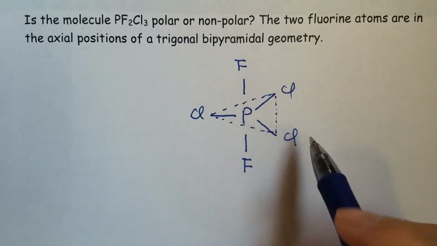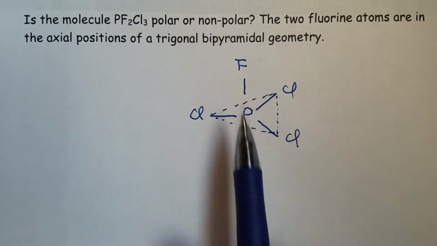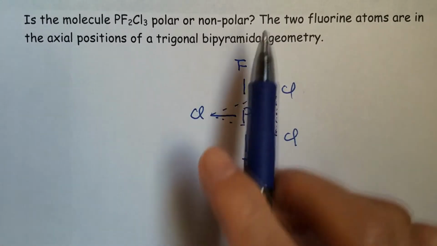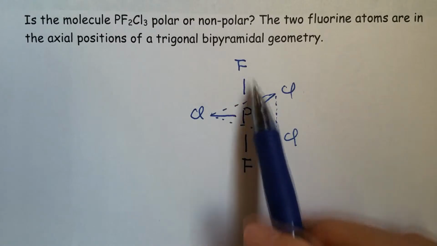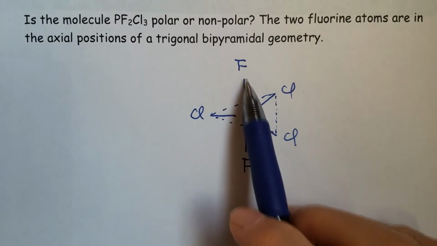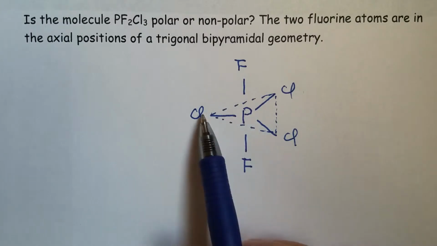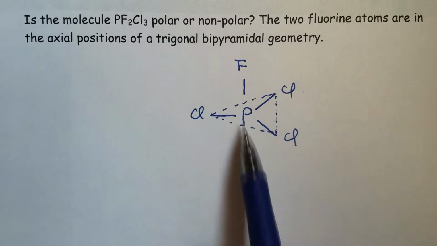You see those are three chlorine, so they are in one plane. It's a horizontal plane, all right? And then this axis is vertical. Therefore, the bond angle here is 90 degrees. The axial and the equatorial bond angles are 90 degrees.